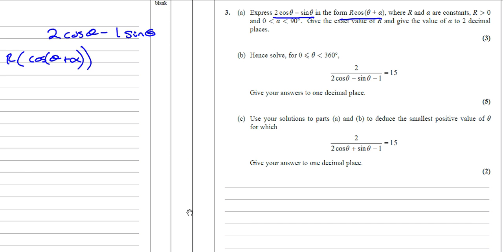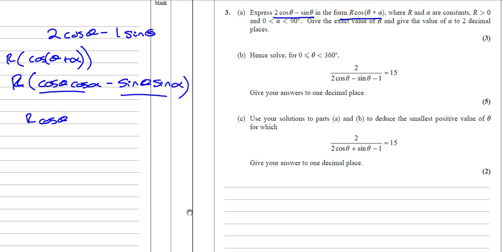So if we do that, that's going to be r of cos theta cos alpha minus sine theta sine alpha. Because we're multiplying the whole thing by r, r is going to go in front of the first thing and then the second thing. So we're going to write down r cos theta cos alpha minus r sine theta sine alpha. And then we write what we're trying to compare it to underneath. So compare that to 2 cos theta minus 1 sine theta. And now we're going to compare them.